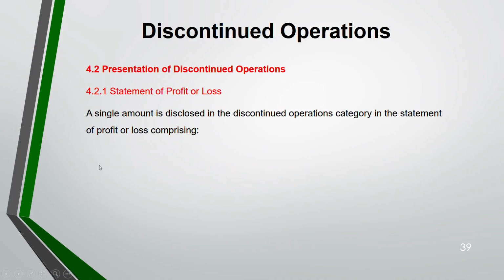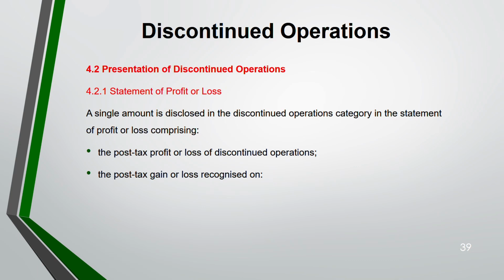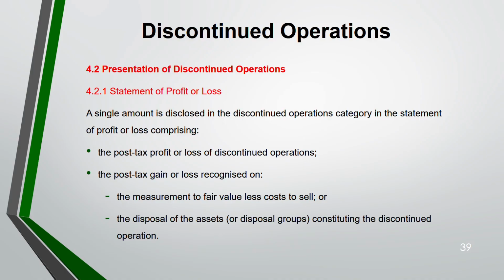A single amount is disclosed in the discontinued operation category in your statement of profit and loss, comprising the post-tax profit or loss of the discontinued operation and the post-tax gain or loss recognized on measurement to fair value less cost to sell, or on disposal of the assets that constitute the discontinued operation. So when you're disposing of the discontinued operation, you might have a gain or a loss. The other gain or loss could arise when you are remeasuring to fair value less cost to sell at the year end. So that will be reported.